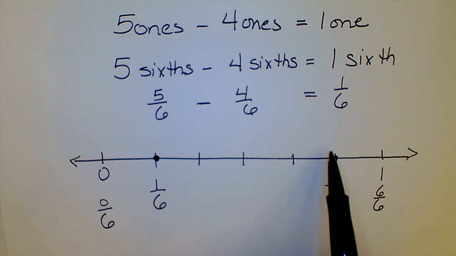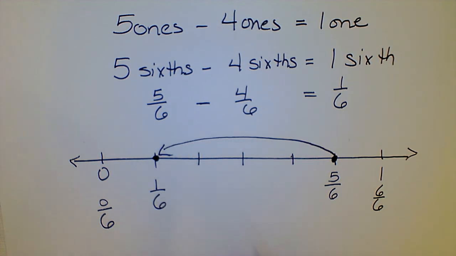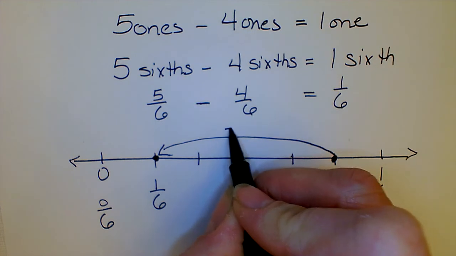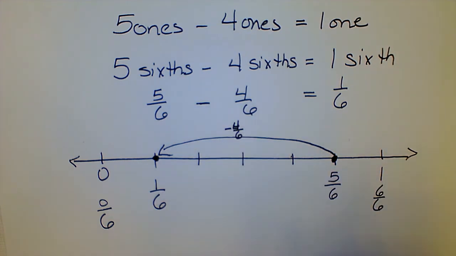Now, to model this, I need to make one arrow, and I didn't leave myself a lot of room, but it's right here. I want to show what happened, that I subtracted 4 sixths. It says minus 4 sixths. So 5 sixths minus 4 sixths gives us 1 sixth.